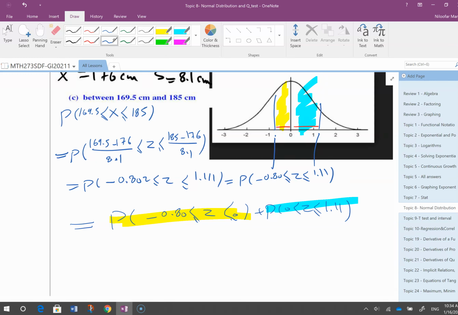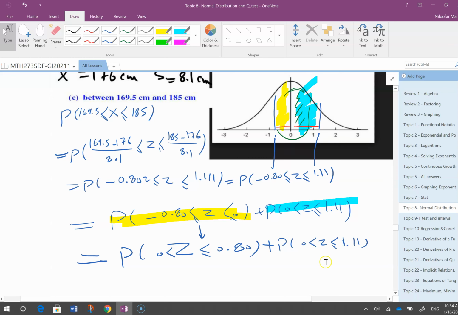For the blue one I can use the table. How about for the yellow one? For the yellow one I know left side is like right side, so I can use just the right side. Probability of this is the same as this. Both of them are the same, because instead of this part I use this part, and instead of this I use this part. Plus for the other one I don't need to do any change because I can use the table.